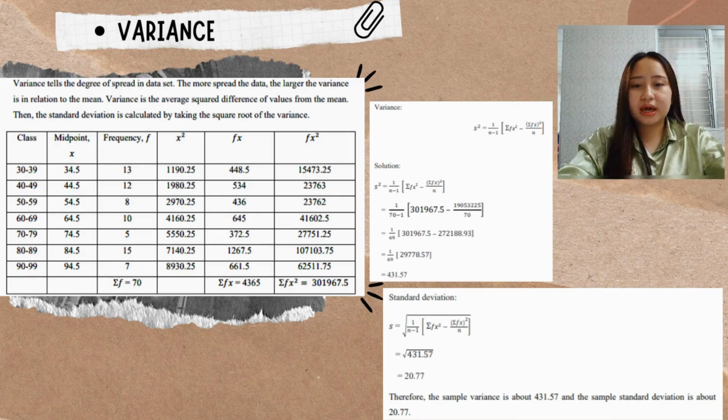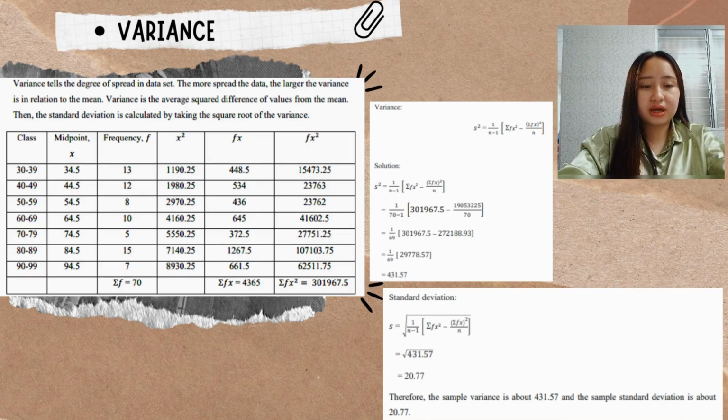For the solution, S squared equals 1 over 70 minus 1, times 301967.5 minus 1905 3225 over 70, and after you calculate all of it, you will get the answer 431.57. And for the standard deviation, S equals the square root of 431.57, which will be equal to 20.77. Therefore, the sample variance is about 431.57 and the sample standard deviation is about 20.77.